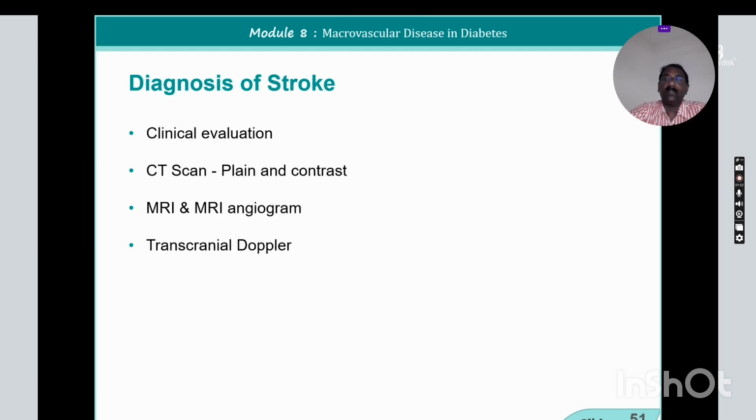Diagnosis of stroke: clinical evaluation, CT scan, plain and contrast, MRI and MR angiogram. If the fellow is totally conscious, we will get the CT scan done, because for the CT scan the patient has to be stable. For MRI, he should be very stable. So if the patient is unconscious or irritable, it is very difficult to get the MRI scans. Then we will order only the CT scan. The Doppler also will help in strokes.